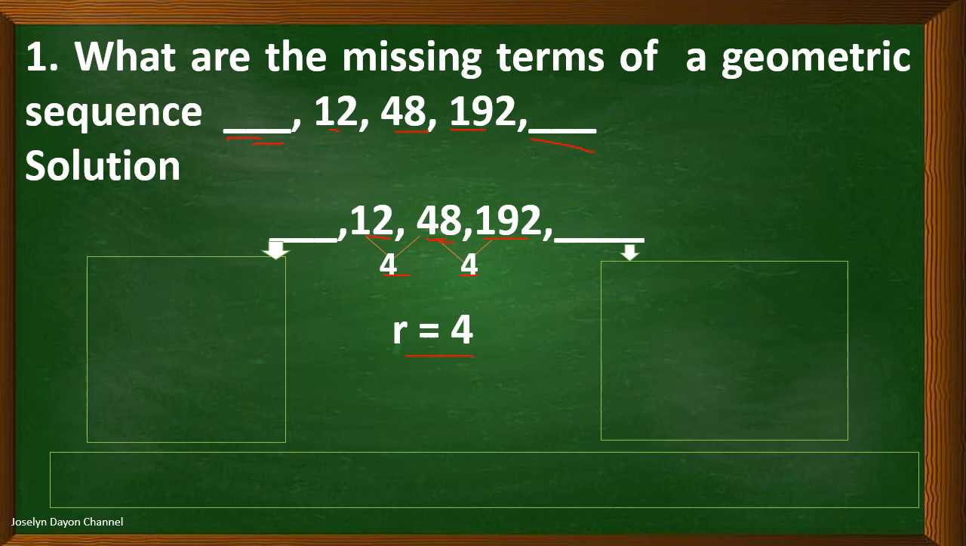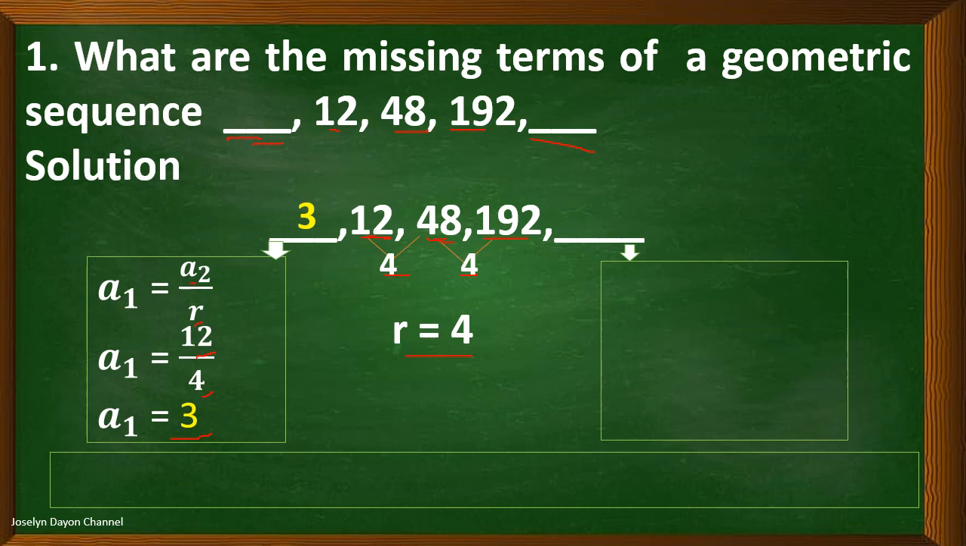Now, we can solve right away the first term since we already have the common ratio, which is 4. How? Just divide the second term by 4. So 12 divided by 4 is equal to 3. So it means that the value of the first term is 3. For the detailed solution, we have first term is equal to second term divided by the common ratio. By substitution, we have 12 divided by 4. So we have the first term equals 3.